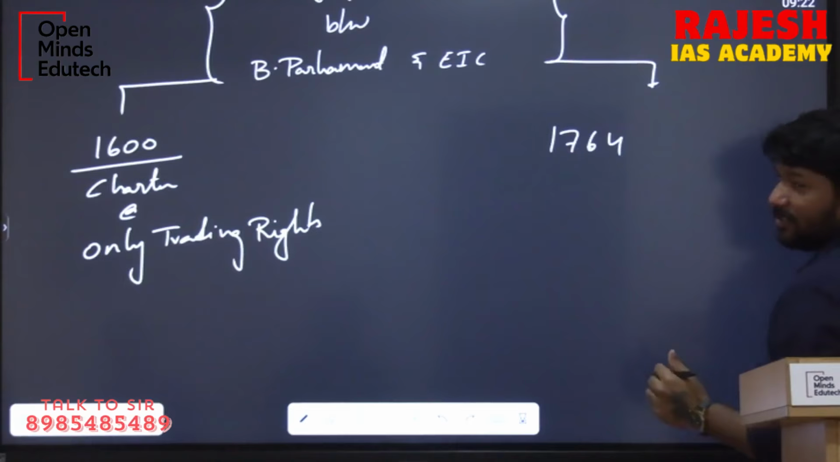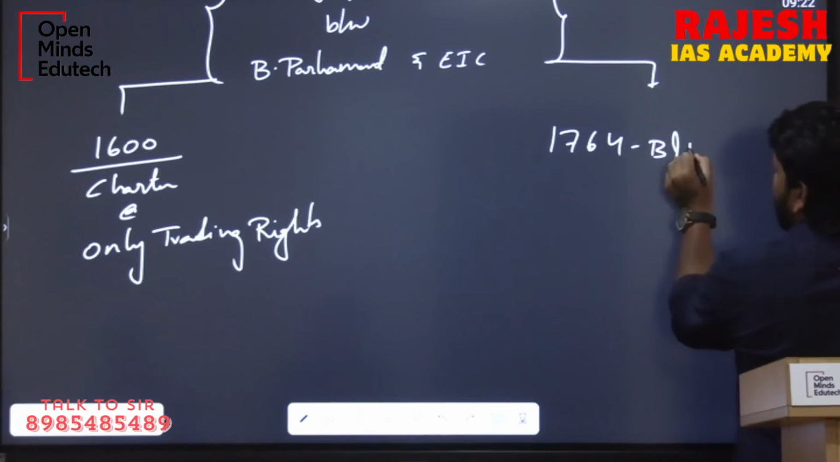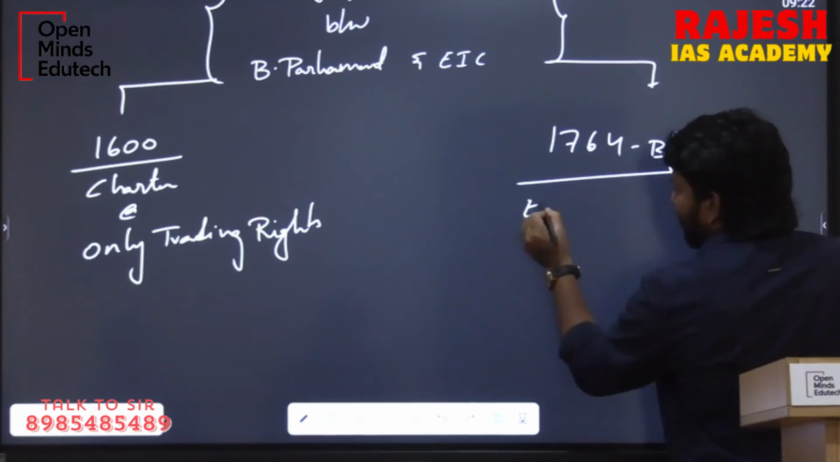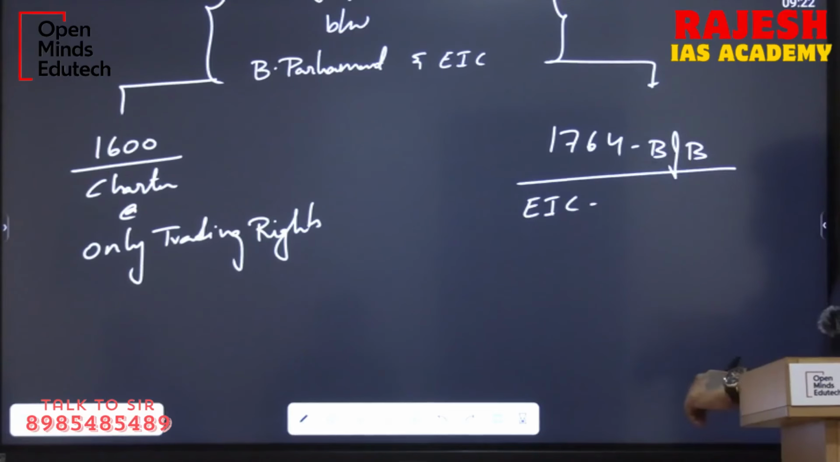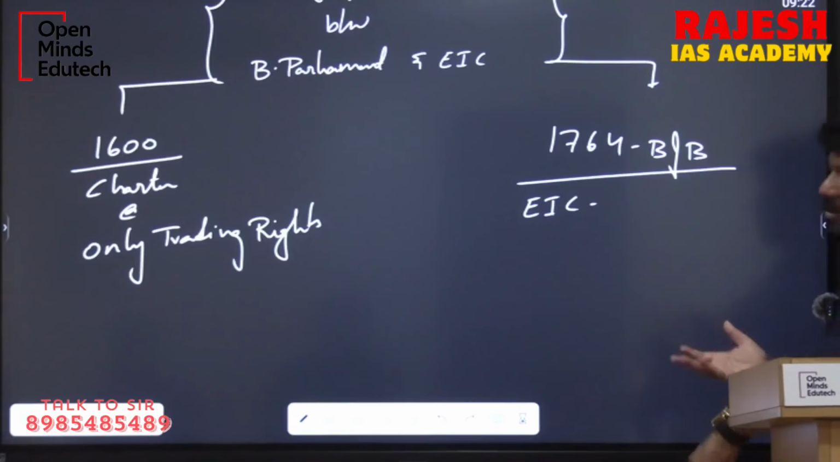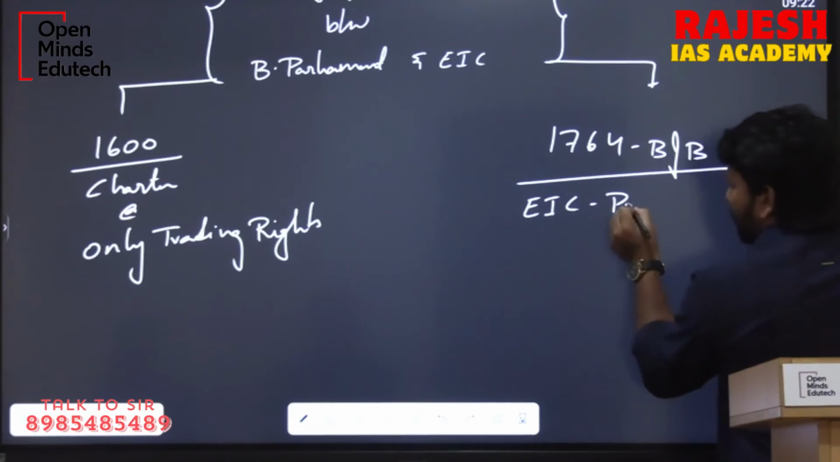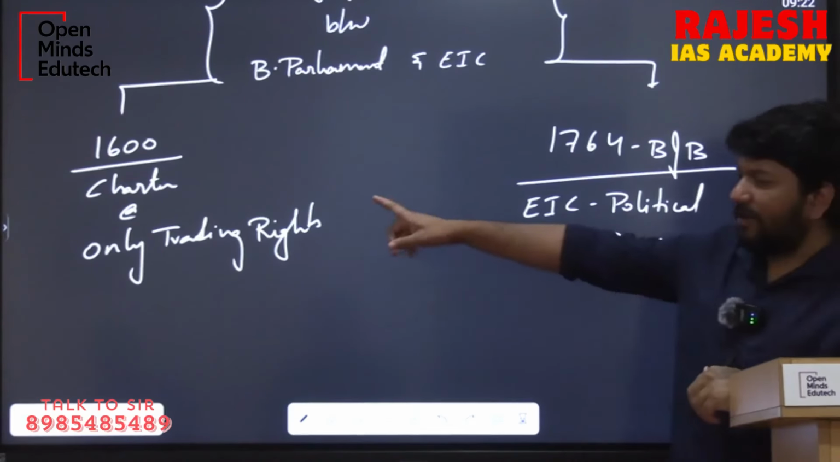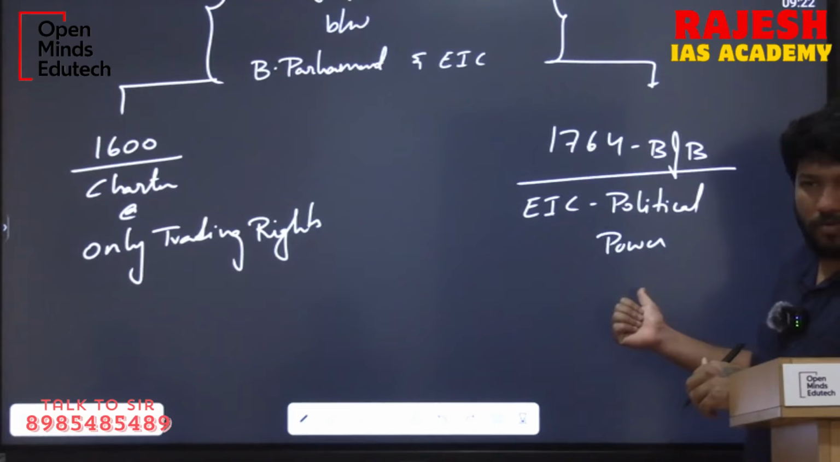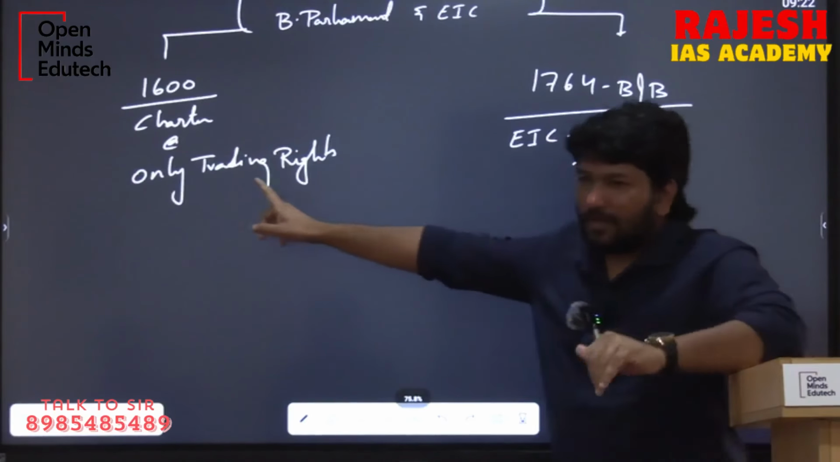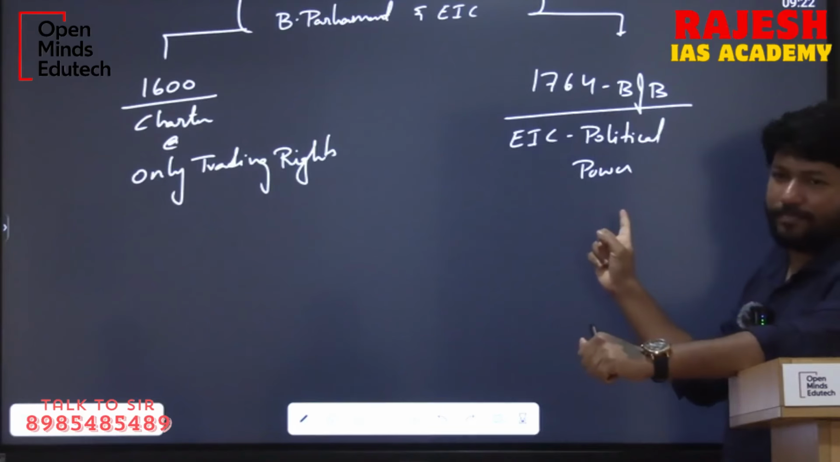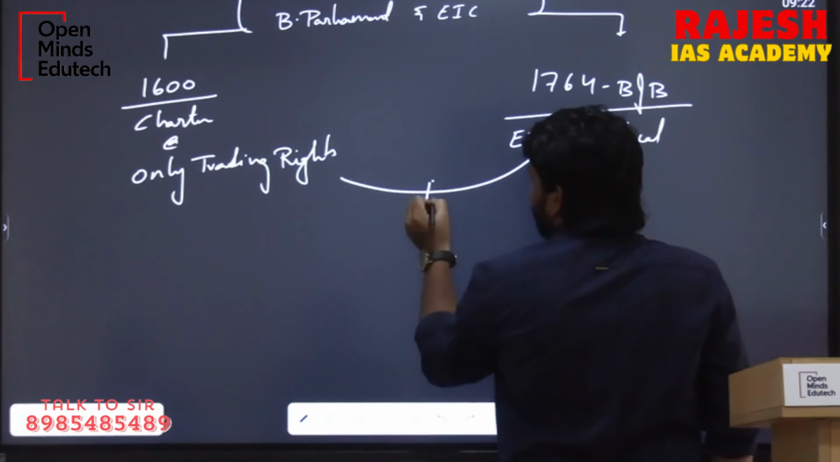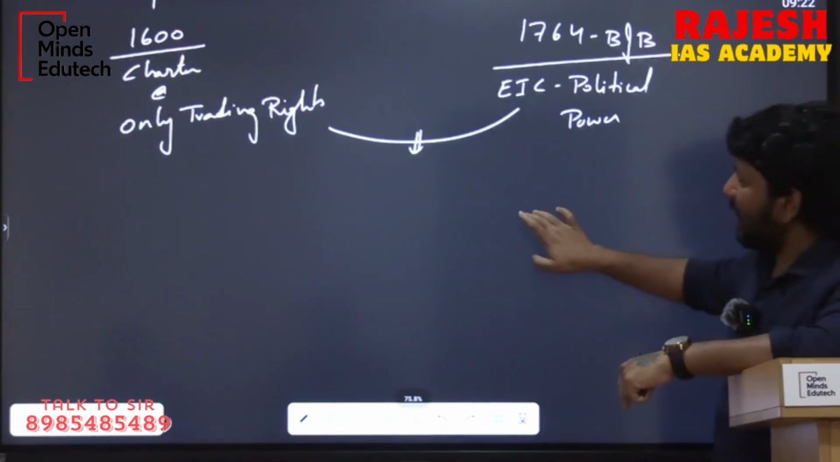But in 1764, what happened? The Battle of Buxar. After the Battle of Buxar, Bengal came under whose control? The East India Company. So the East India Company became a political power. Did the Queen give permission for this political power? No. Permission was given for trade, but the company became a political power.